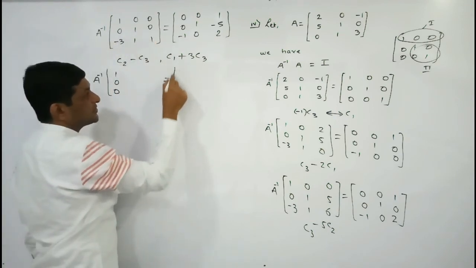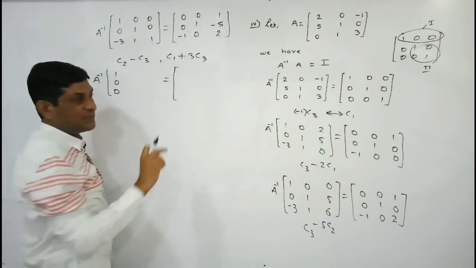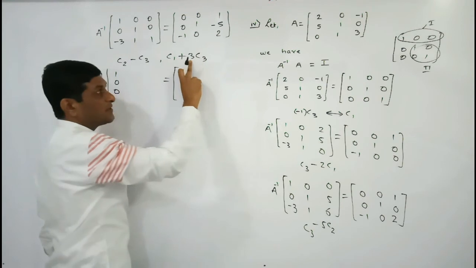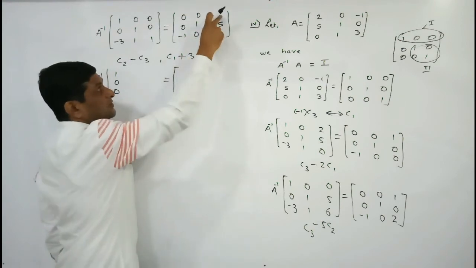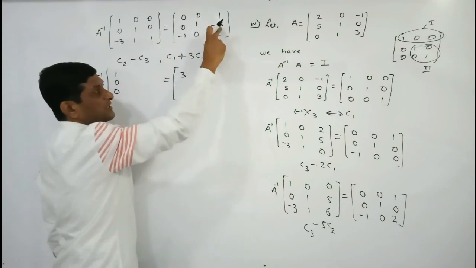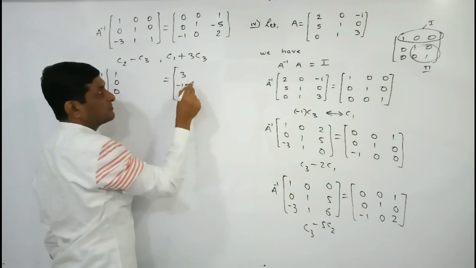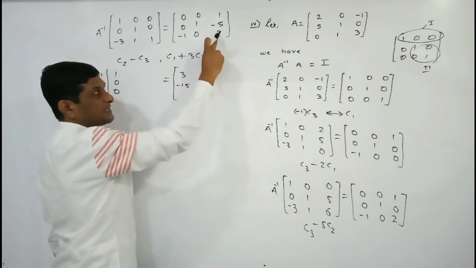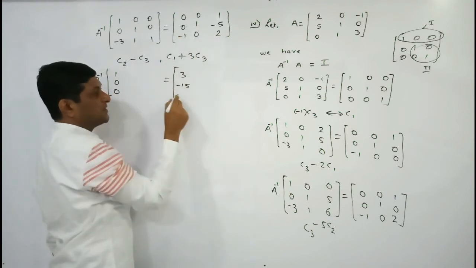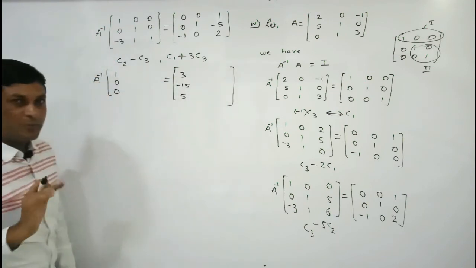Perform the same operation on this side also on C1. So we are using the corresponding element of C3. Multiply C3 by 3. So 3 into 1 is 3, 3 plus 0 is 3. Multiply by 3. 3 into minus 5 is minus 15. Minus 15 plus 0 is minus 15. Multiply by 3, we will get 6. And 6 minus 1 will be equal to 5. In this way, on both sides, we have performed the operation on C1.